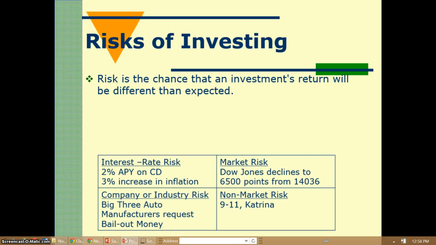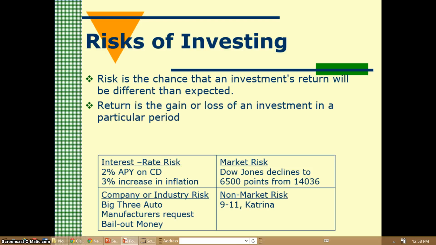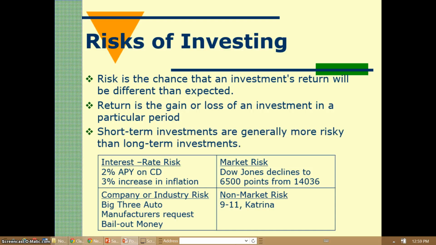But then you can also have downturns such as General Motors, who's had a lot of problems with their cars and having to do a lot of rebates for customers to get people to buy their cars again. So a return is a gain or a loss of an investment in a particular period. However, short-term investments are generally more risky than long-term investments because anything can cause a change in the market on a day-to-day basis, but in the long run, investments tend to grow consistently over time.